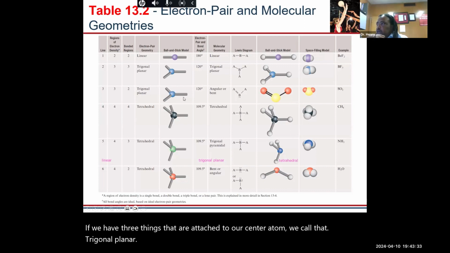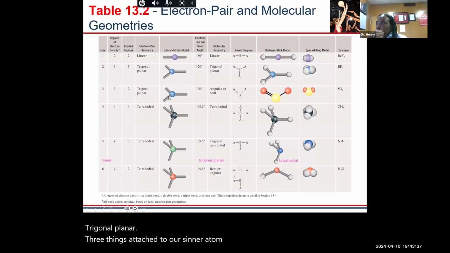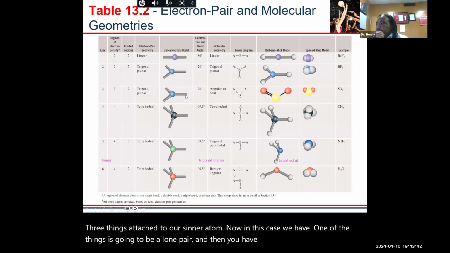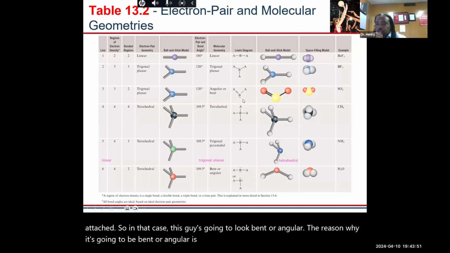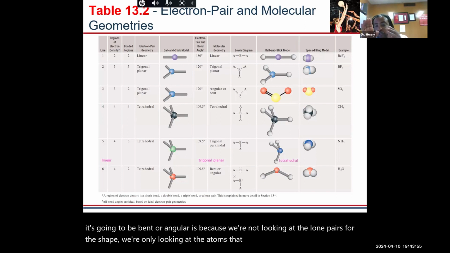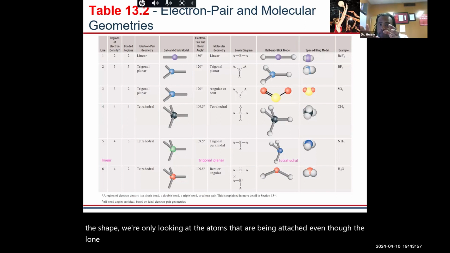Three things attached to our center atom. Now, in this case, one of the things is going to be a lone pair, and then you have two atoms that are going to be attached. So in that case, this guy's going to look bent or angular. The reason why it's going to be bent or angular is because we're not looking at the lone pairs for the shape. We're only looking at the atoms that are being attached. Even though the lone pairs affect the shape, we only see the atoms. So in this case, this guy is just going to be bent. This is what you're going to see.